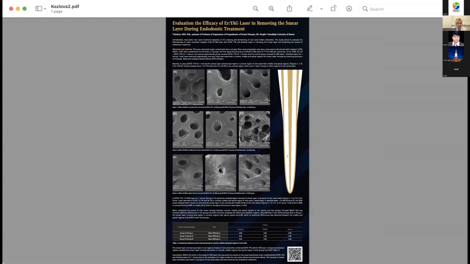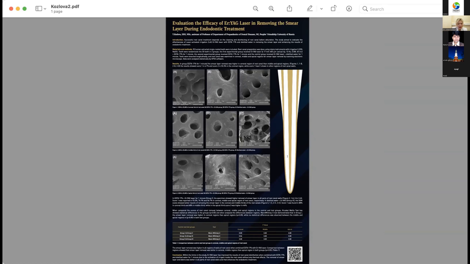So for the root canal preparation, the access cavity was prepared using diamond burs. Teeth apexes were sealed to prevent the leakage of irrigants through them. Root canal preparation was done using the crown-down technique with rotary files.